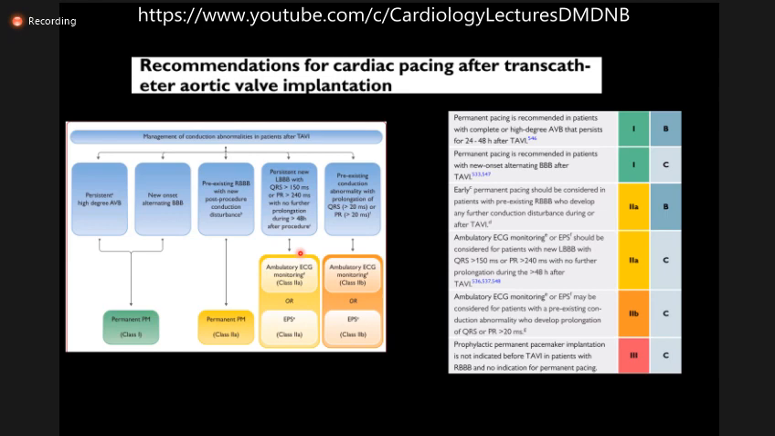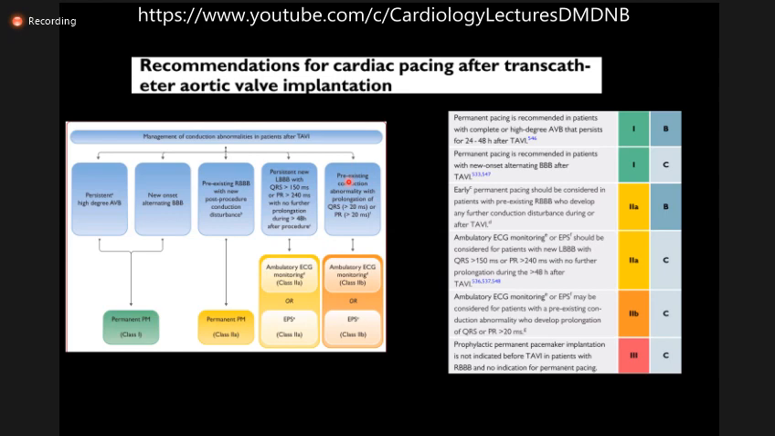So this is probably an evolving subset where the jury is still not out, but then probably we can pursue these two strategies to try to understand the degree or the quantum or severity of conduction system disease before making a clinical decision to offer permanent pacing therapy.